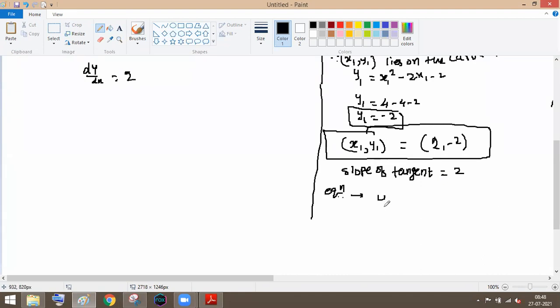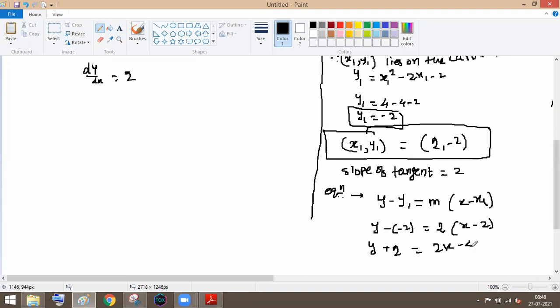Then the equation is basically y minus y1 equal to m times (x minus x1), where m is the slope. So y minus what is y1? y1 is minus 2, equal to m, which is 2, in the bracket x minus 2. Now if I solve this, I can write y plus 2 equal to 2x minus 4. From here, if I solve this, I can write 2x minus y equal to 6. And this is the answer for the first question.